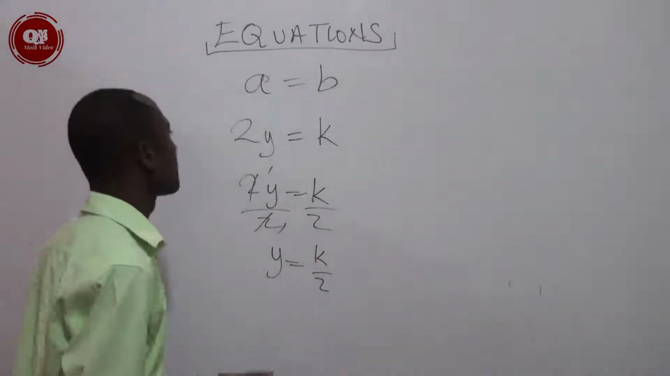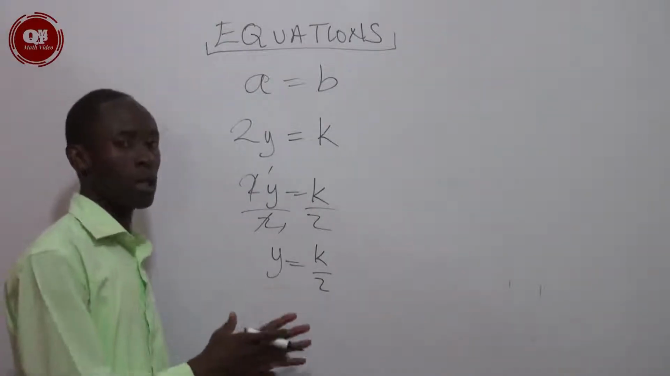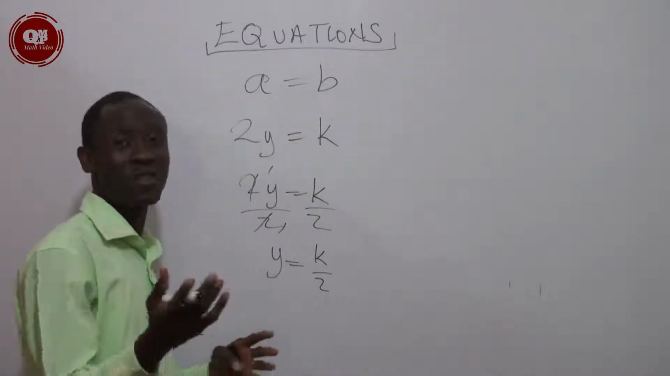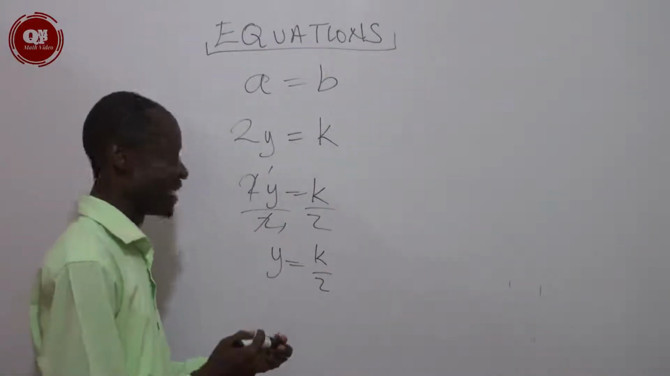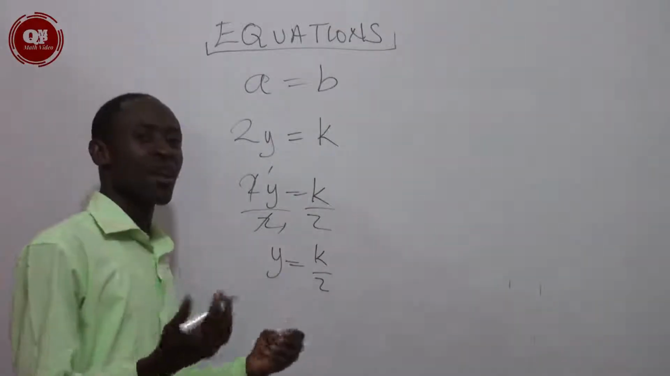So whenever you have something attached to the variable, and you want the variable to stand on its own or alone, we divide through by whatever constant is attached to what? The variable. Okay, that exactly works. Okay, fine. Let us use one applied example.